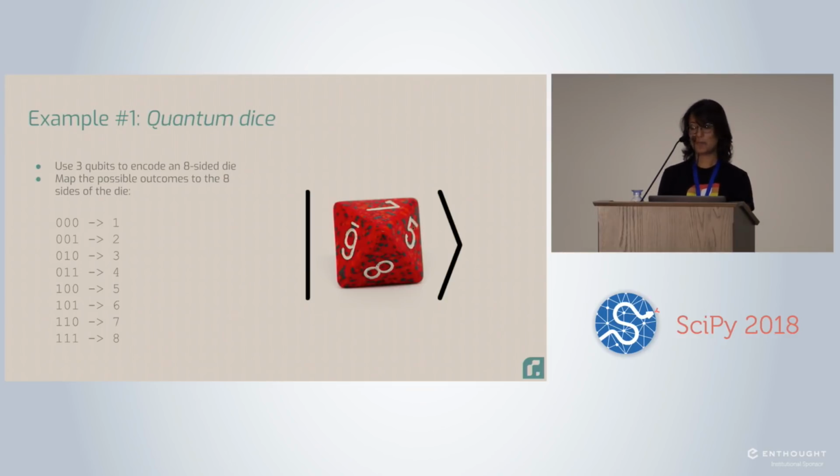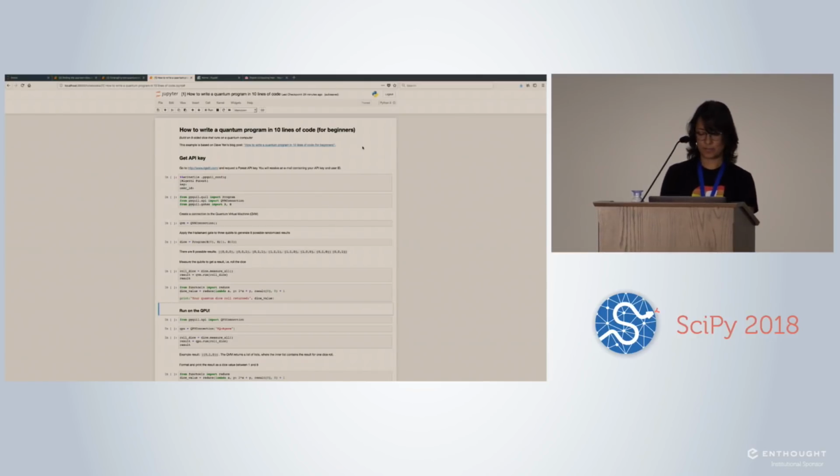So I will do a little demo. I will create a program that rolls a die. So I create a quantum die, 8-sided. To create this die, I will use 3 qubits, so 3 bits basically, to encode the numbers 1 to 8. So I basically take the binary value and I add 1 to it. So for that, let me just zoom in a little.